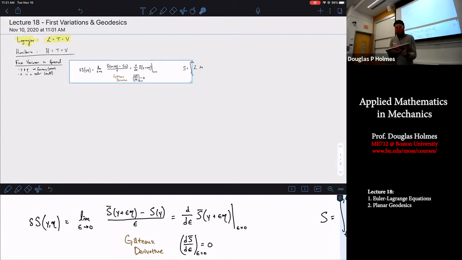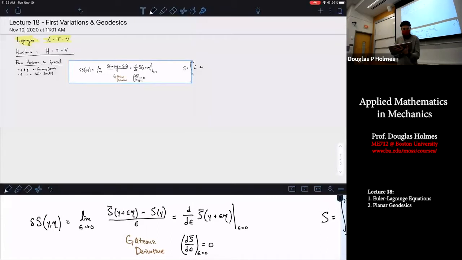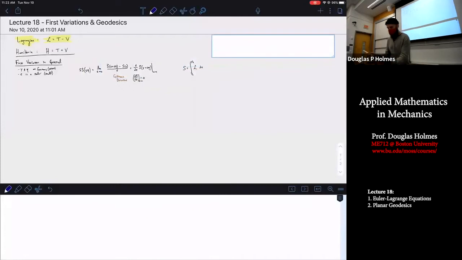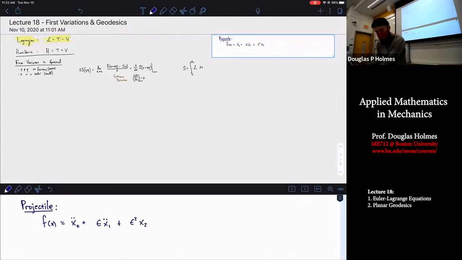Let's go back to the projectile problem just for a second to help translate this into something useful. What I'm going to do is write down stuff that's already in your notes, so you should be able to flip back. You don't have to do it right now, but this is stuff that we've done before when we perturbed the projectile problem. When we perturbed the projectile problem, we said that f of x is equal to x naught double dot plus epsilon x1 double dot plus epsilon squared x2 double dot.